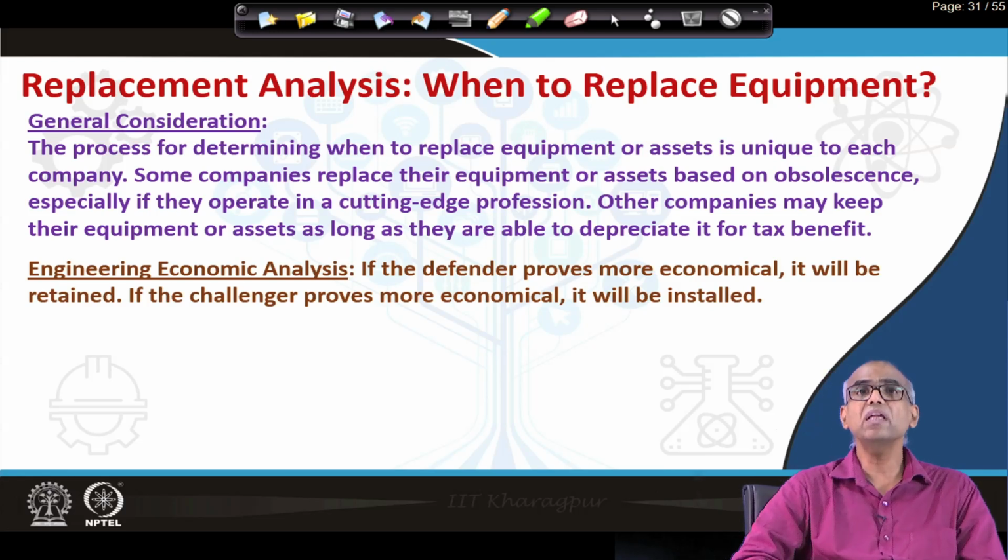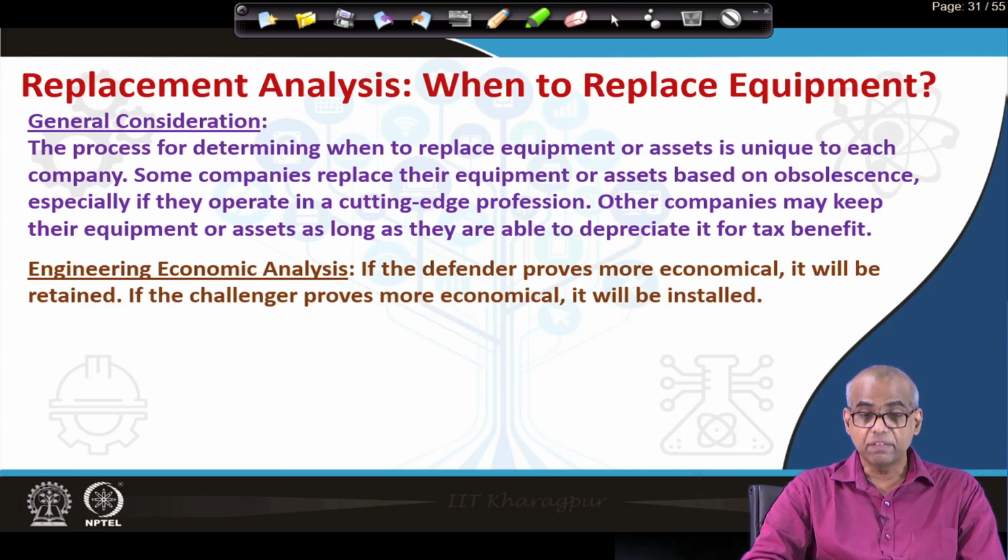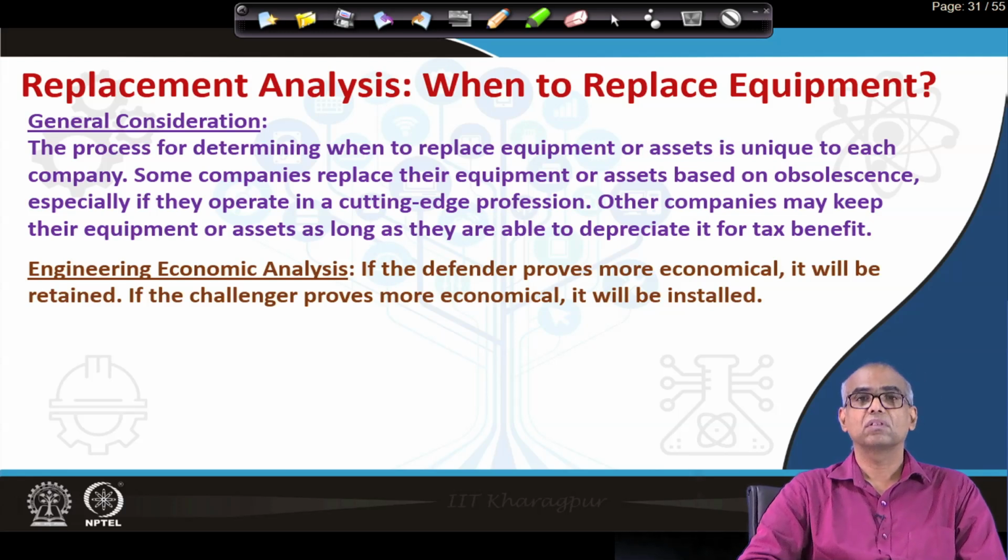Now, in terms of engineering economic analysis, if the defender, that means the existing equipment, proves to be more economical, it will be retained. But if the challenger, that means the proposed new equipment, proves to be more economical, it will be installed. So, whichever is more economical needs to be installed or retained.